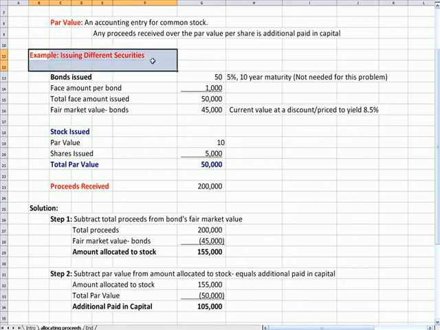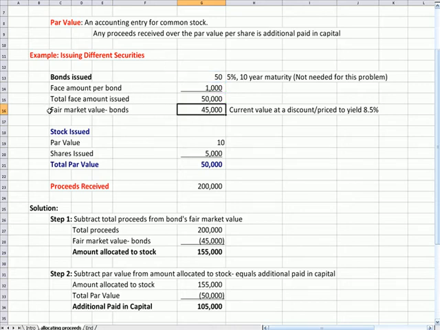So here's my example issuing two different types of securities. We issue 50 bonds. We're given in the question an interest rate of 5% and a 10-year maturity. That's not really needed for this problem. The face amount per bond is $1,000. You've seen that before. So the total face amount issued is 50 bonds times $1,000, or $50,000.